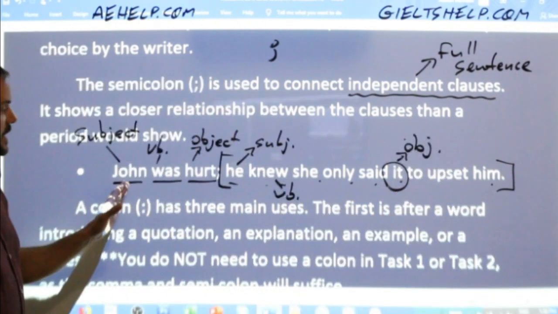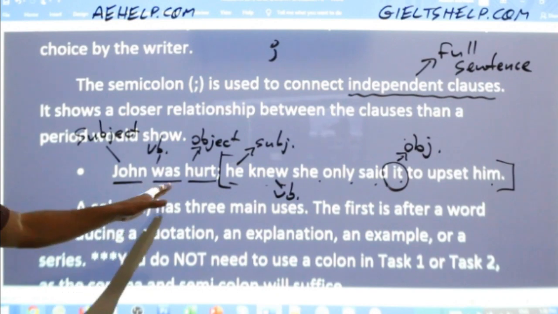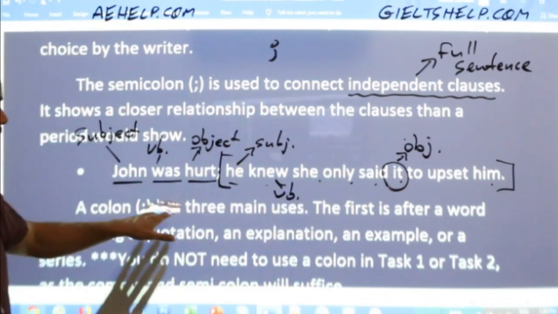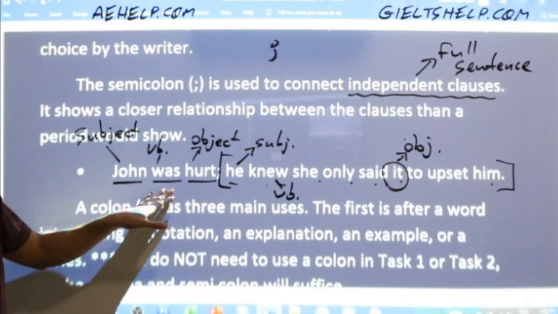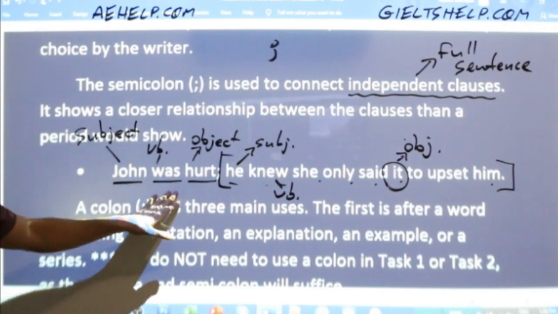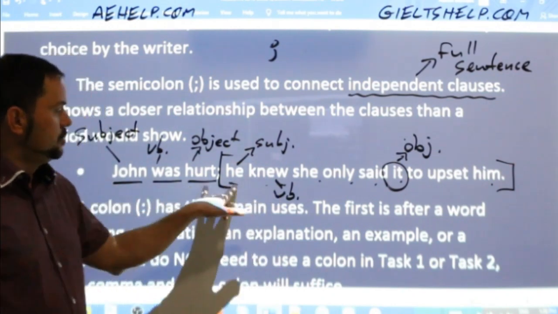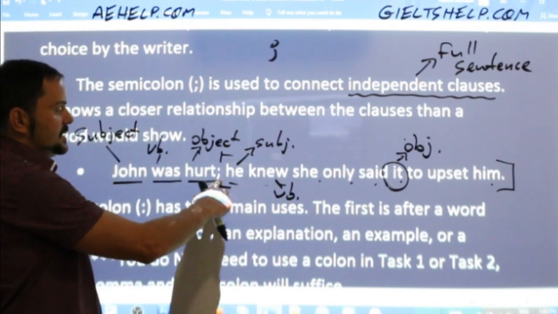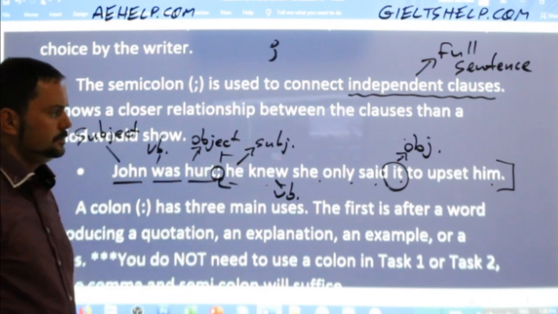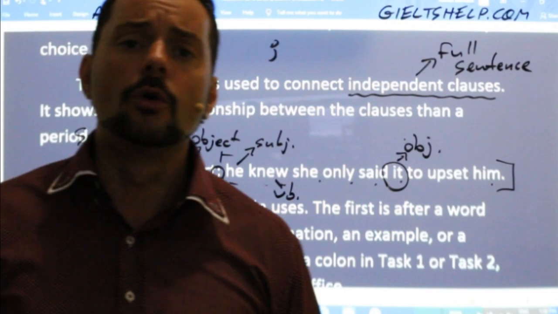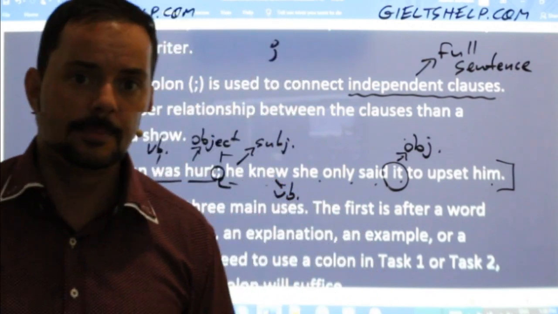So these are two very related clauses. This is very strongly connected to this sentence, okay? This combination of two sentences using the semicolon here would be in a narrative piece of writing. So it would be kind of like storytelling, okay?